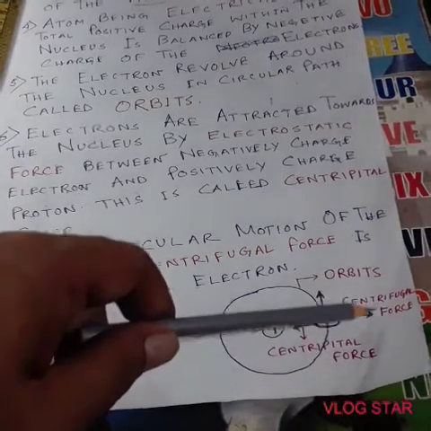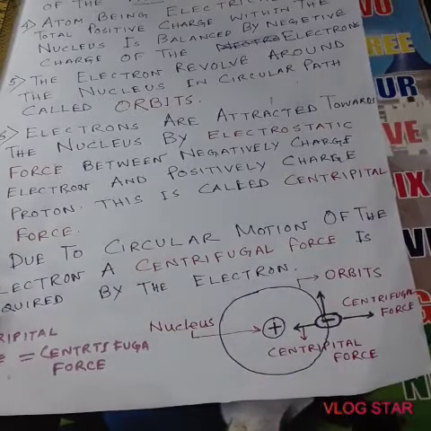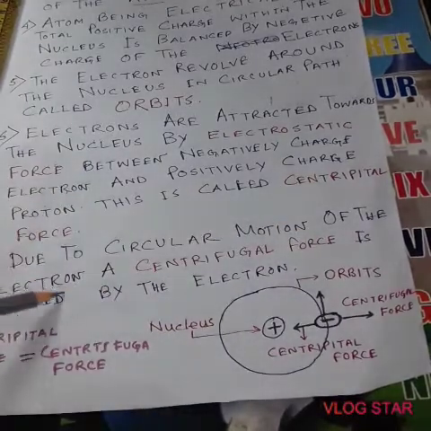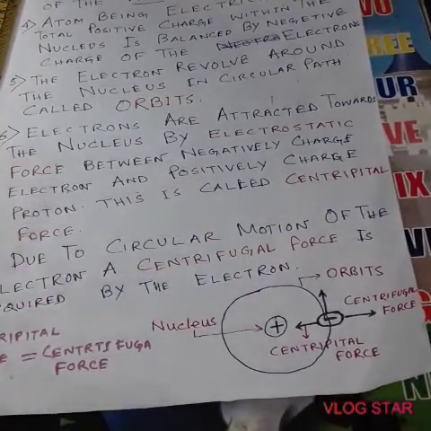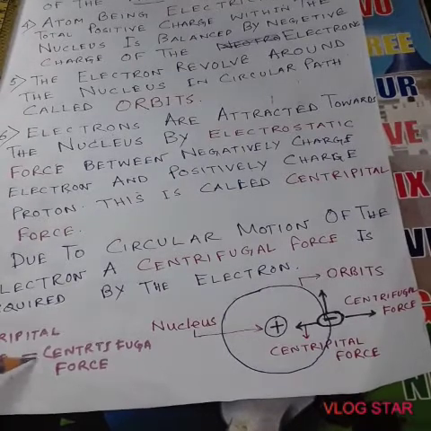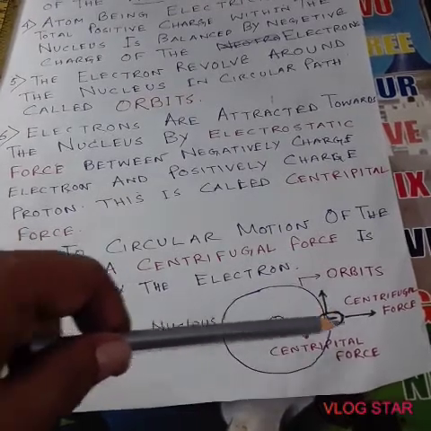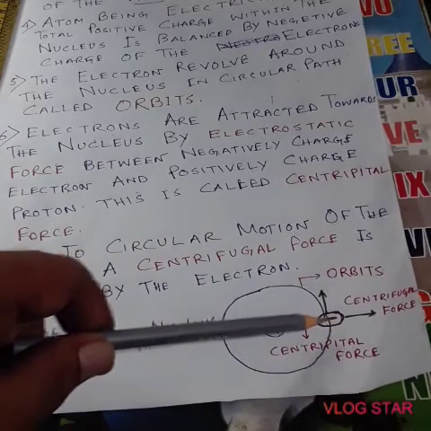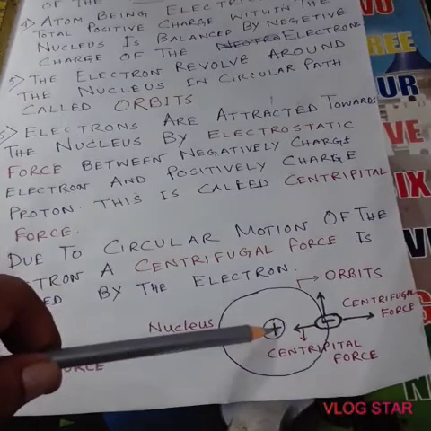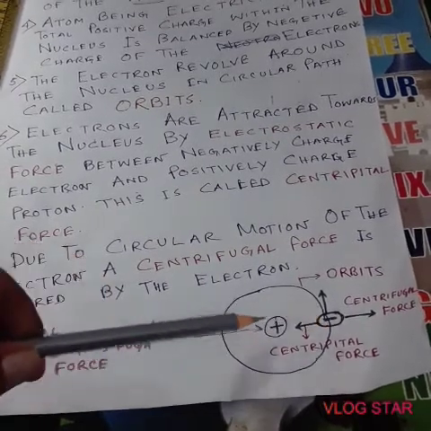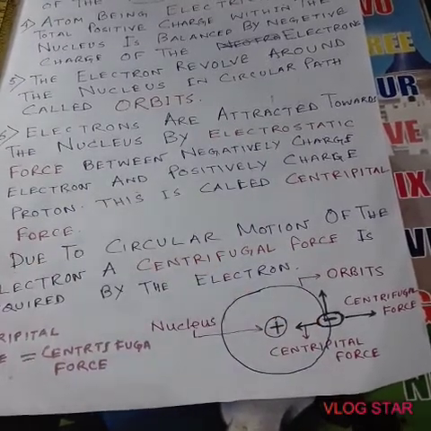A balancing force, centrifugal force, appears over here. Seventh point: due to the circular motion of the electron, a centrifugal force is acquired by the electron. So centripetal force is equal to centrifugal force. Centripetal force is balanced by centrifugal force. That's why the electron does not fall onto the nucleus. Electrons and the nucleus are far apart from each other. Thank you very much.